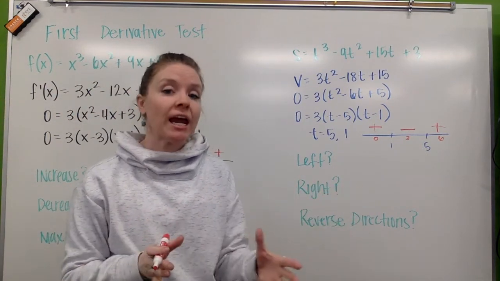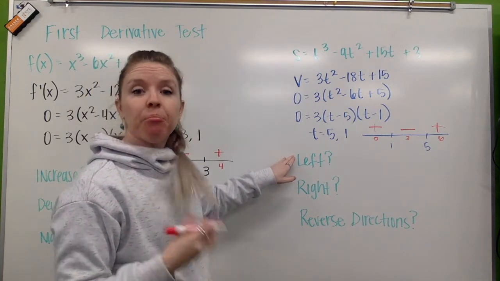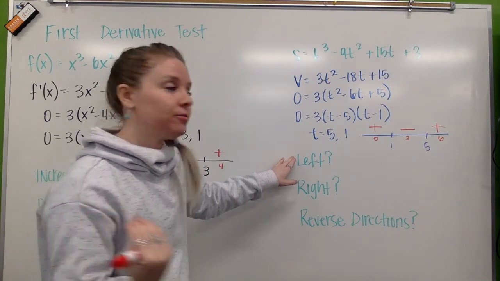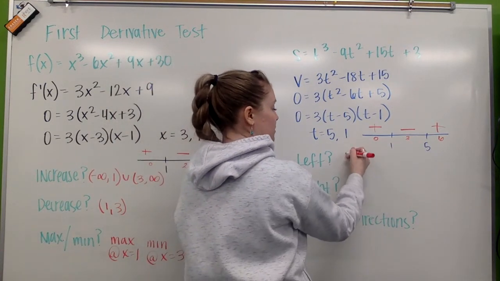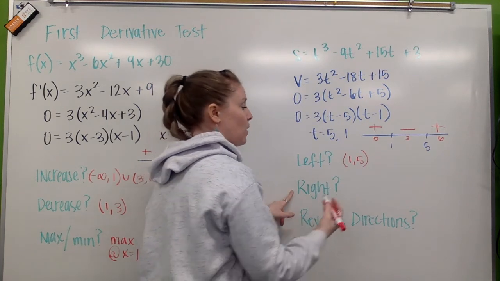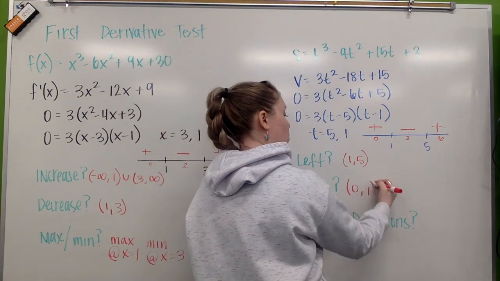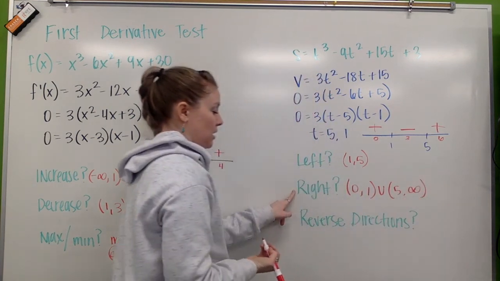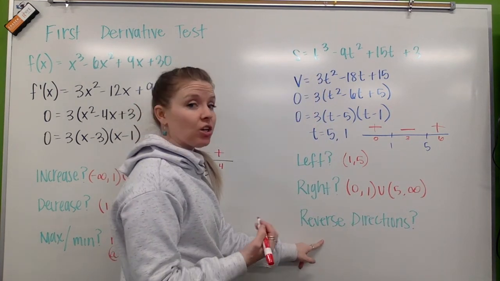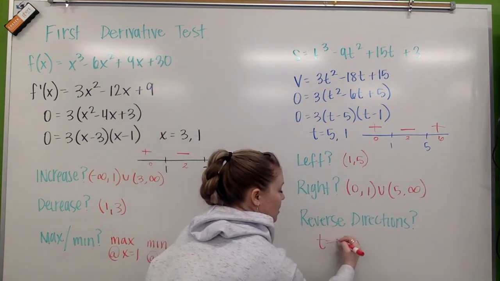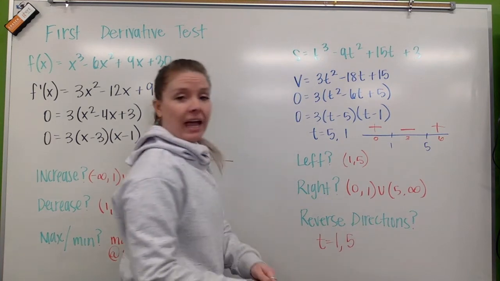Okay, so if this is a position formula, that position is changing. When is my particle moving to the left? Well, that's when my velocity is negative. So we're going to move to the left from 1 to 5. We're moving to the right from 0 to 1, and then 5 to infinity. And when does it change directions? It can only change directions at the zeros. So it's changing at t equals 1 and t equals 5.